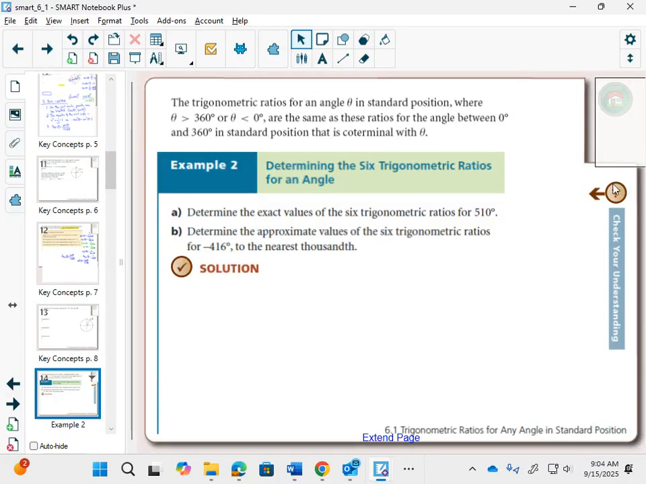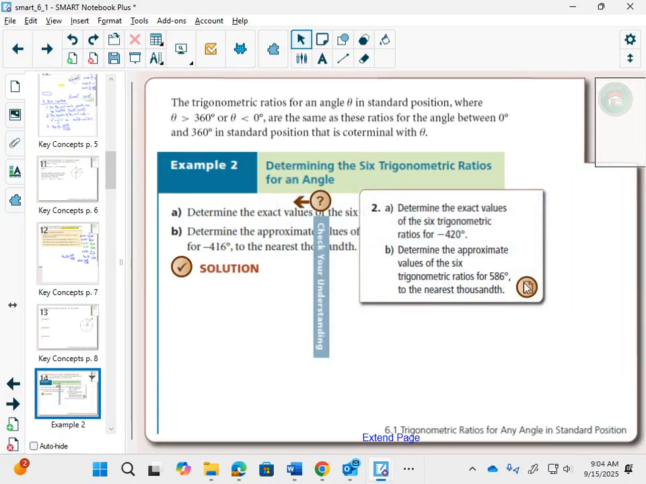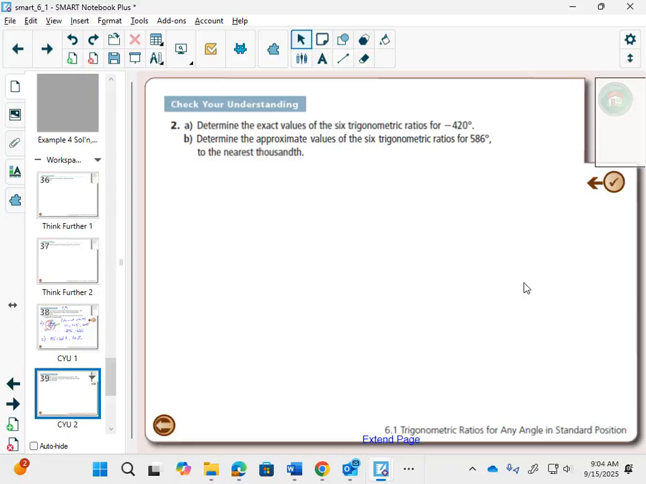Or we did example 1 already. We're on example 2. Let's go to example 2. We're going to leave 2a right now. We're just going to do 2b.